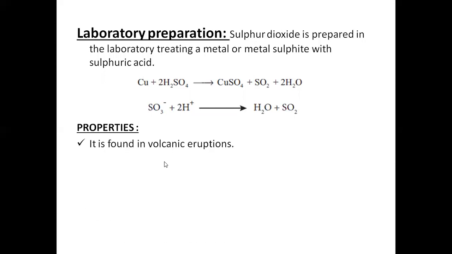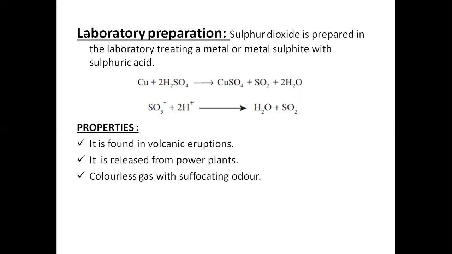Next is the properties of SO2. It is found in volcanic eruptions. It is released from power plants. It is a colorless gas with a suffocating odor. It is highly soluble in water.